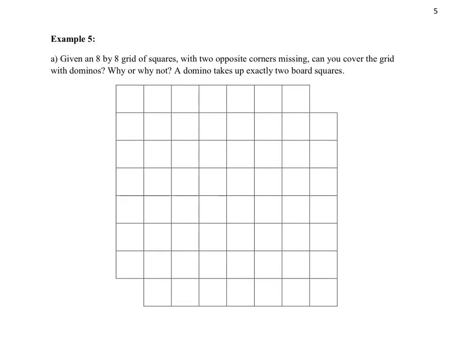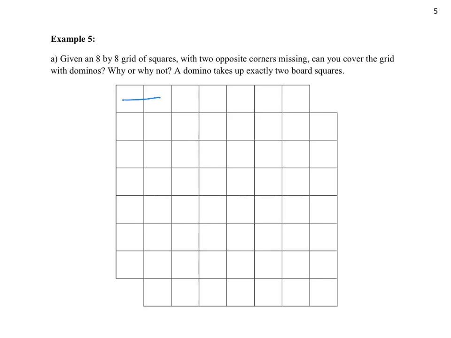Okay, so here we have a grid. It's an 8 by 8 grid with two opposite corners missing. So that corner's missing and that corner's missing. It says, can you cover the grid with dominoes? Why or why not? A domino takes up exactly 2 squares. So if you want to try this, a domino is something like that. It takes up those 2 squares.